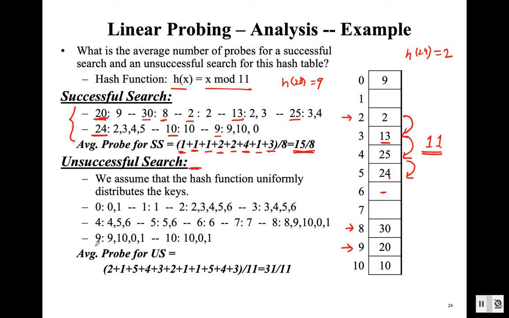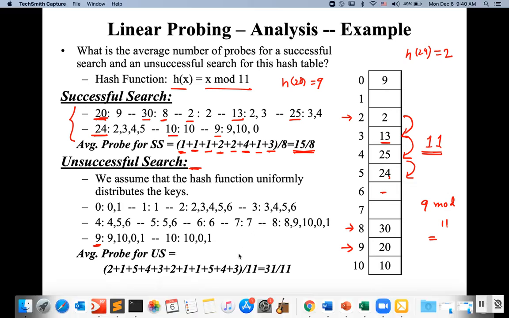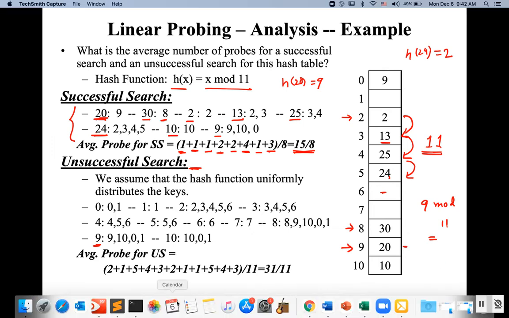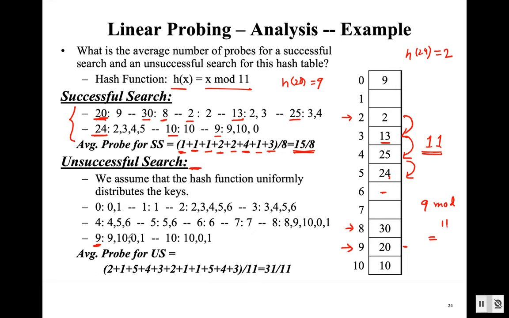So let's look for an item. Let's see, we are looking for item 9. Okay, so 9 mod 11 is 9. We are going to look for the item at the 9. So 9 is not there. Okay, so here actually in this hash table we have already 9, so we're not going to use this example.